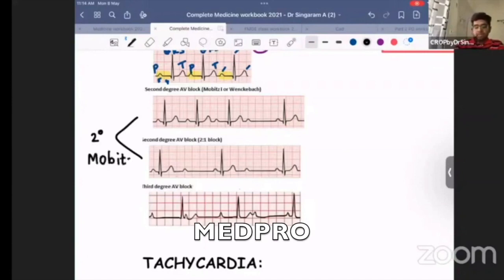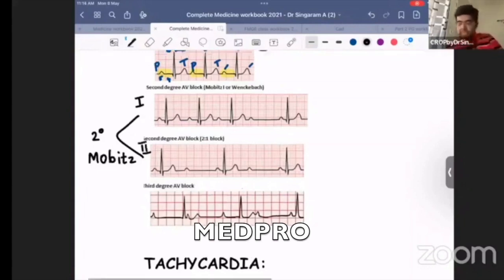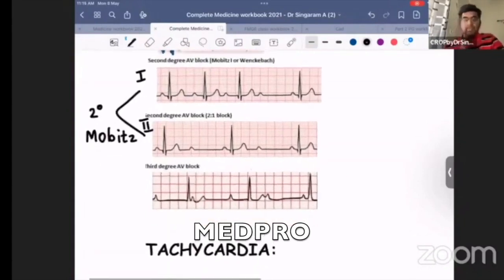Mobitz type. This is called Mobitz type 1. This is called Mobitz type 2. Okay, Mobitz type 1 or Mobitz type 2. Let us start with Mobitz type 1. What is the problem here? Again, look at the waves.